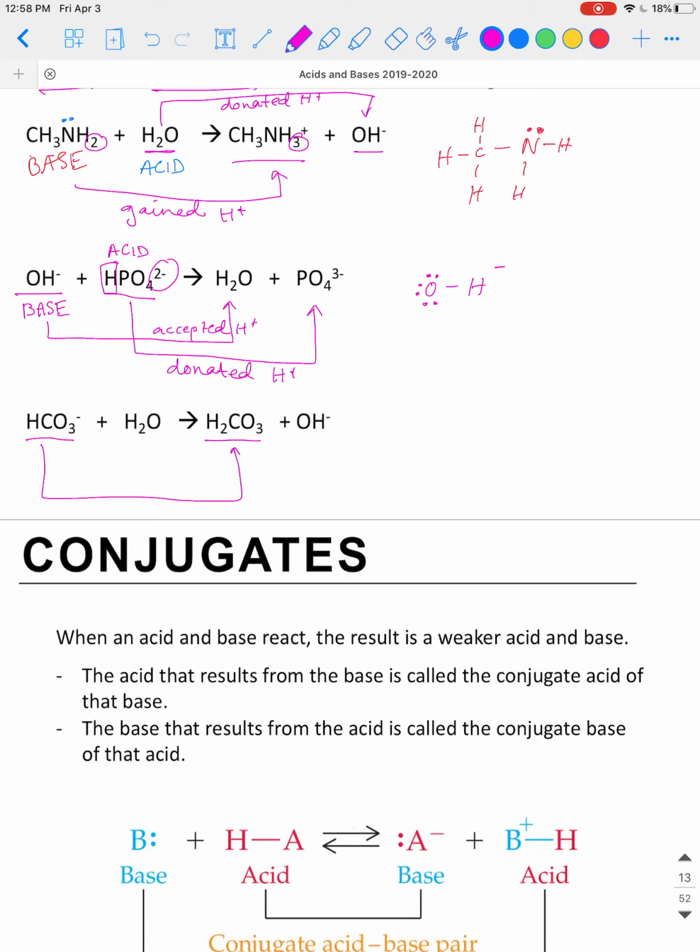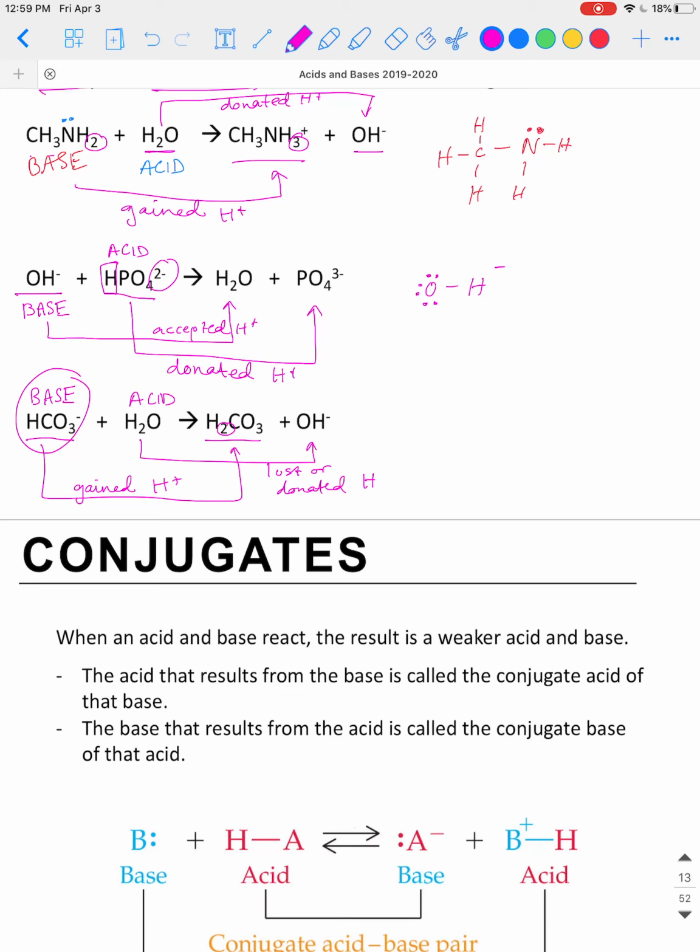What happens on the product side? HCO3 minus becomes H2CO3. So if we go from 1 hydrogen to 2 hydrogens, it gained or accepted an H plus. And water went from H2O to OH minus, so it lost or donated an H plus. So here water is our acid, and HCO3 minus is the base.